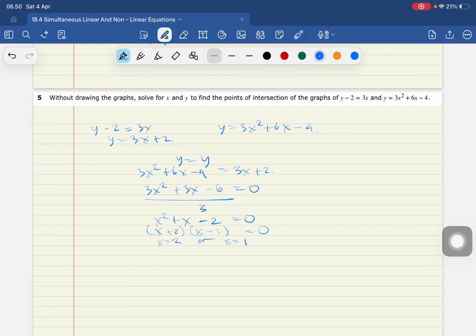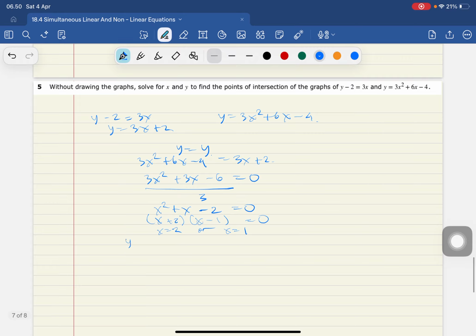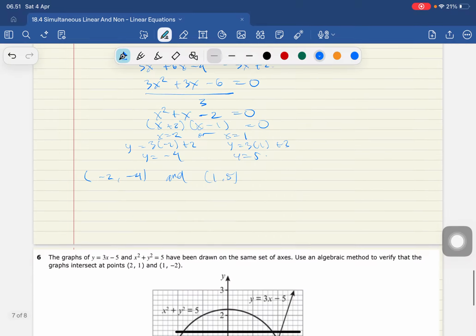So the y, just substitute y equal to 3 times minus 2 plus 2. So the y equal to minus 4. Next, y equal to 3 times 1 plus 2. So y equal to 5. Here is the point x and y. So the intersect point is negative 2 and negative 4. And one more is 1, 5.